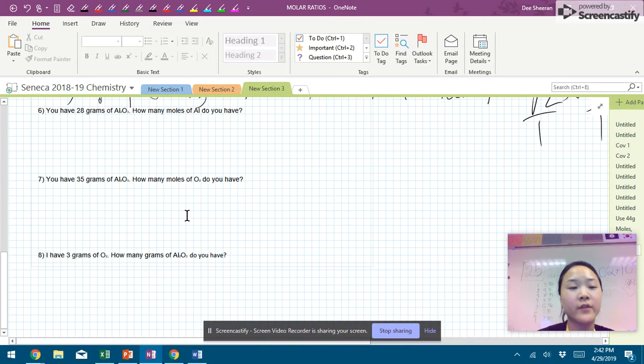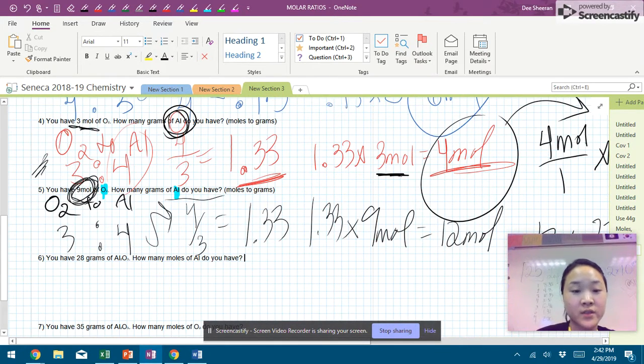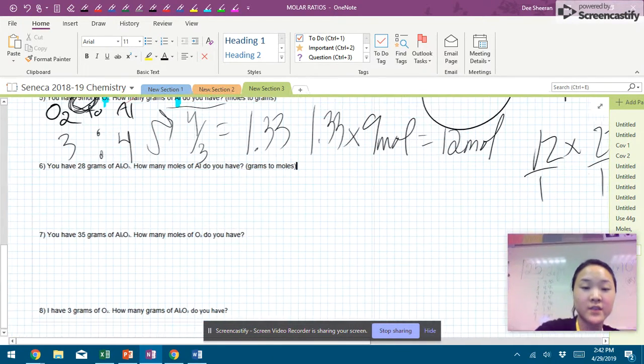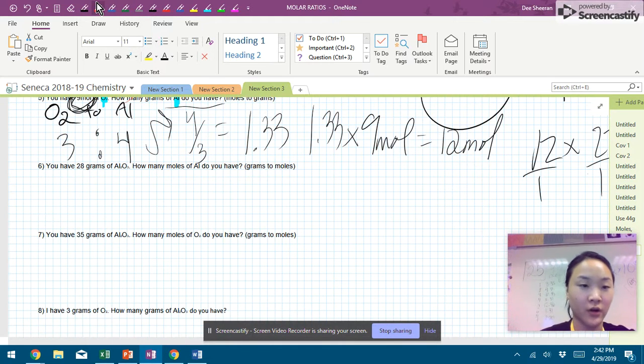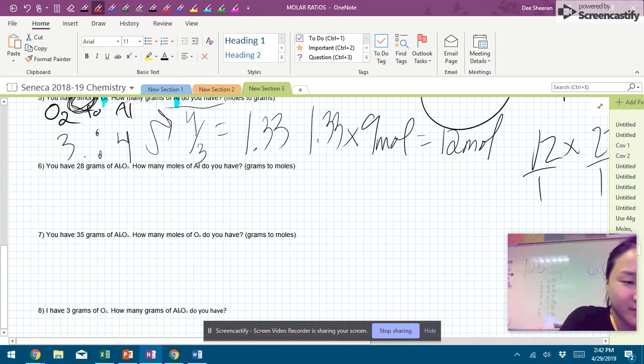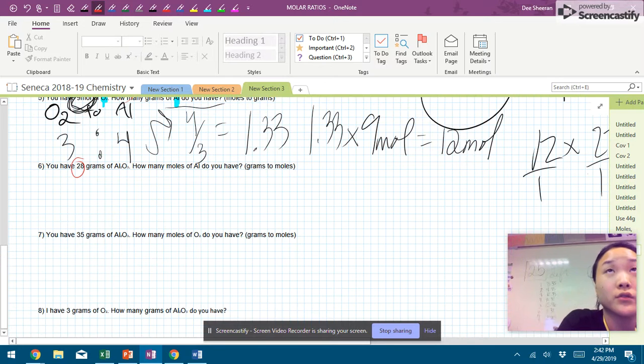Alright, so in this video we're going to be covering how to go from grams to moles. In the previous video we covered how to go from moles to grams, so the opposite. So this is grams to moles. To do this, you will have to convert these grams to moles and then use your ratio. That's it. It actually is really straightforward. So, first thing, take this number, convert this to moles.